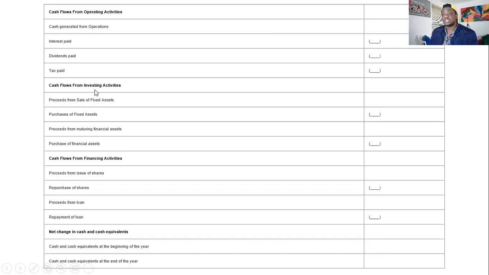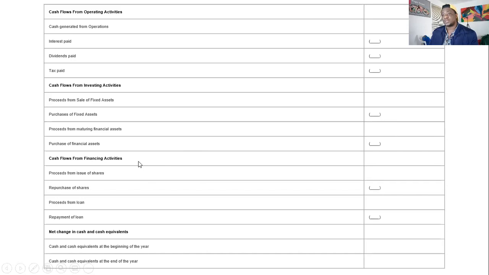And then after that, you have cash flows from investing activities. If you sell a fixed asset, you obviously get cash, so it's a positive. And if you purchase a fixed asset, that is a negative cash flow because cash is coming out. If your financial instrument, say a fixed deposit, matures, then you receive money. And if you put money in a fixed deposit, then cash comes out.